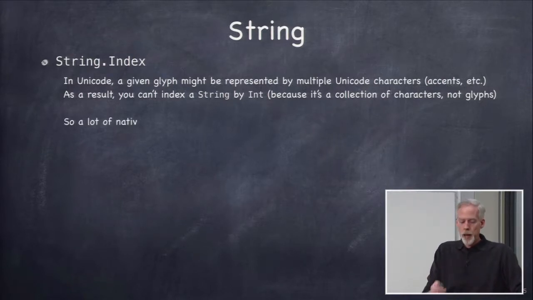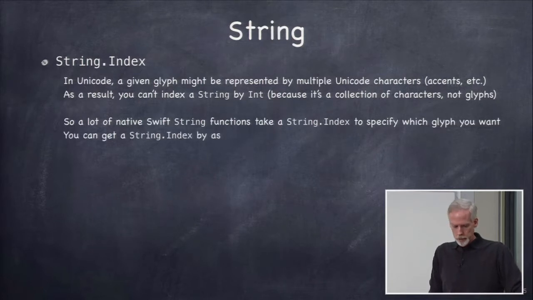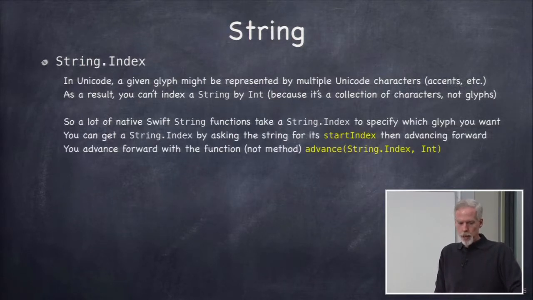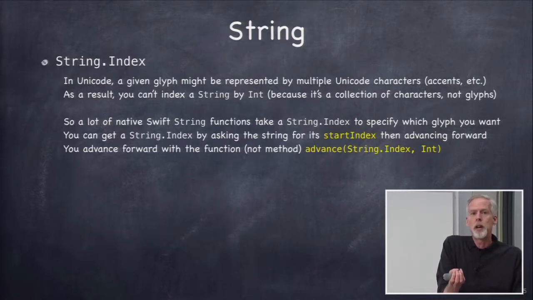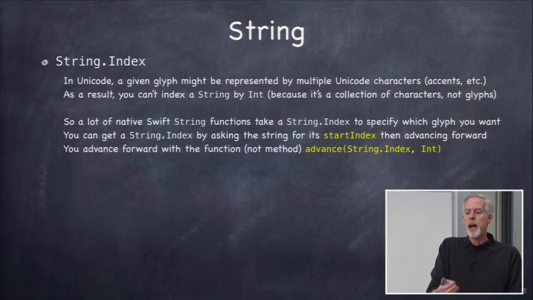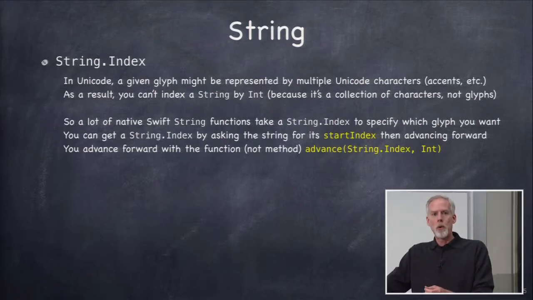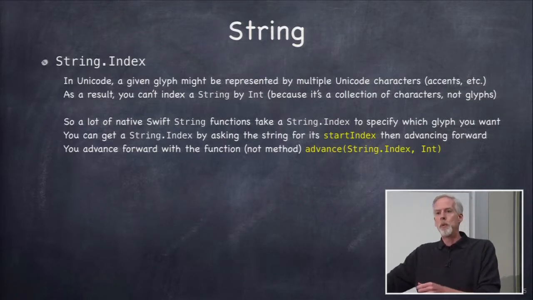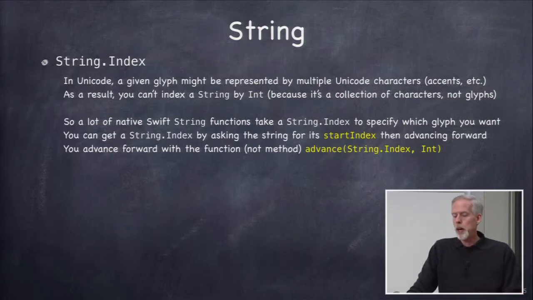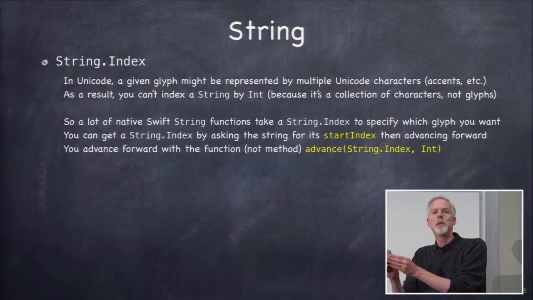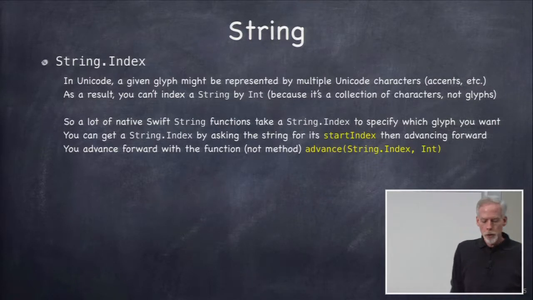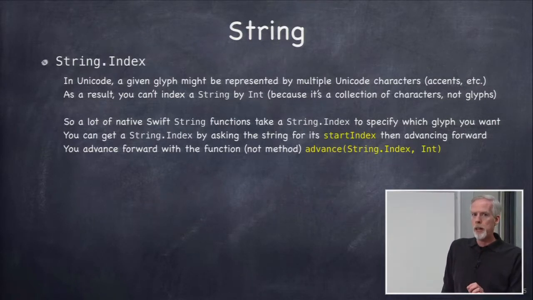Okay, now how do you get a string.index? Okay, well, yes, it's saying here. Okay, so you get a string.index by getting the start index of the string. That gives you a string.index that points to the first character of the string. And then you advance it forward however many times you want to go. So in other words, you have to look through the characters so that it'll jump over E accent aigu, both characters, to the next one, you see? So you do that with this function. It's not a method in string.